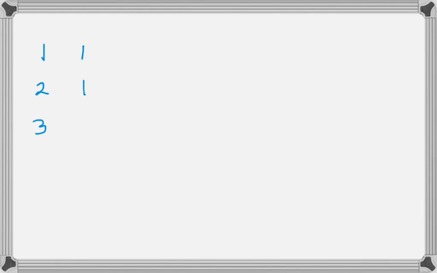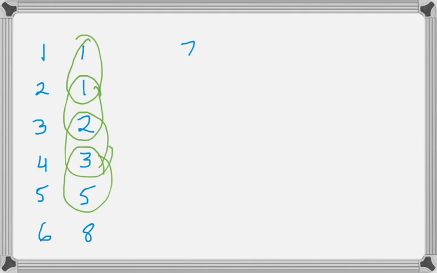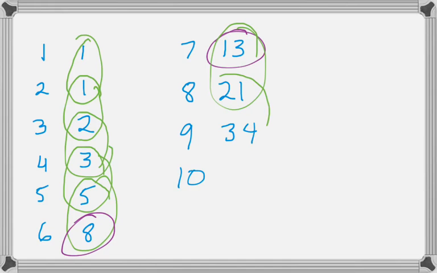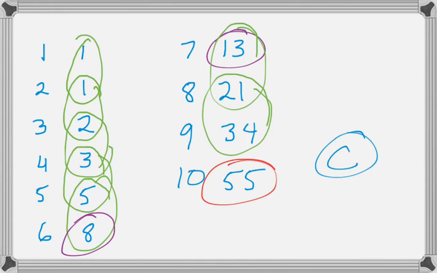So we're told that the first term is 1, the second term is 1. The third term we get by adding up the 2 previous terms, so that's going to give you 2. The fourth term, you add up the 2 previous terms, so that's going to give you 3. And then I'm just going to keep going. So we're always adding the 2 previous terms, and then I'm going to stop when I get to the 10th term, which is 55. So that's your answer, and that's option C.